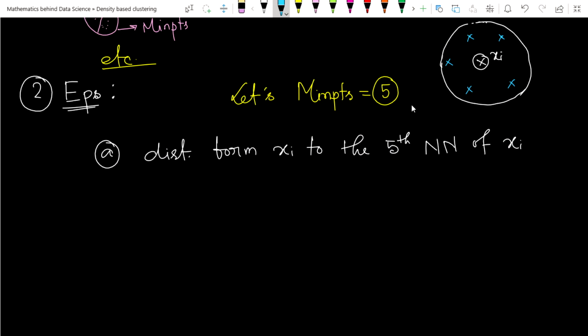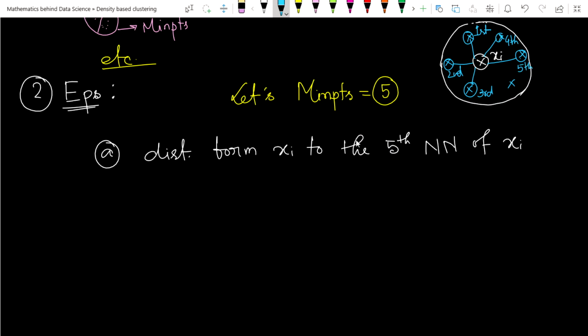There is some value. So how many min points have we considered here? If 5, the min points we have considered here is 5. So we have to find the fifth nearest neighbor. Suppose this is the first nearest neighbor, this one is the second nearest neighbor, this one is the third nearest, this is the fourth nearest neighbor, and let this point be the fifth nearest.